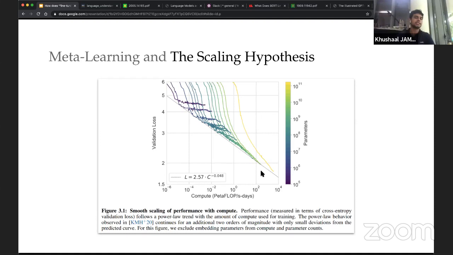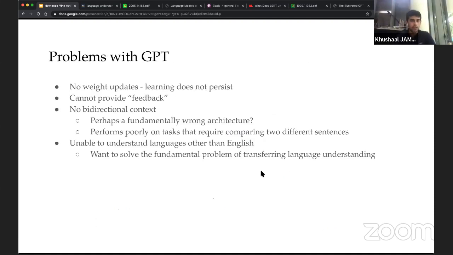Now, this isn't to say that GPT-3 is perfect. It has a lot of flaws. In my opinion, the biggest flaw is that there are no weight updates. And this seems somewhat counterintuitive, because no weight updates was supposed to be the whole point. But I think that some forms of learning should be persistent.